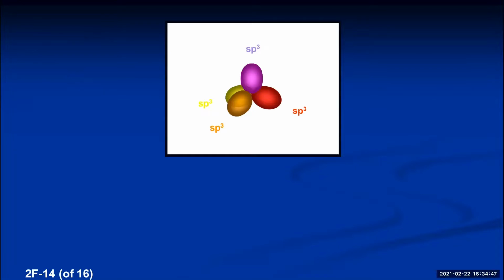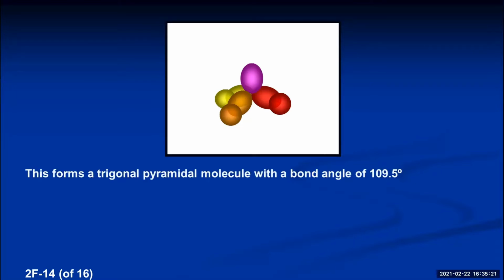If the purple orbital at the top is the lone pair, that can't be used for bonding. So the yellow, the orange, and the red sp3s, the ones with 1 electron each, can be used for bonding. And so the hydrogens, with their electrons in their 1s orbitals, can overlap with the yellow, orange, and red sp3s and form 3 bonds. Bink 1, bink 2, bink 3. And now we wind up with a molecule that has an angle of about 109.5 degrees between the atoms. So this forms a trigonal pyramidal molecule with the theoretical bond angle of 109.5.